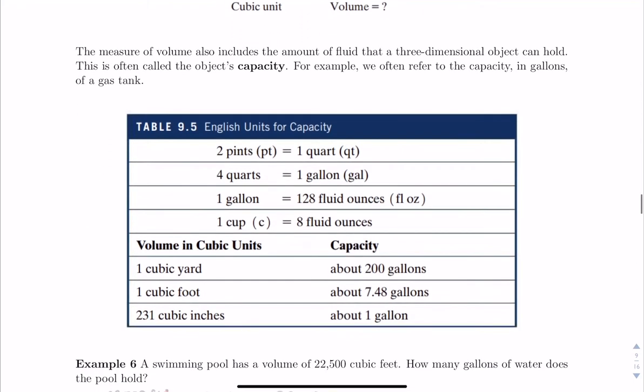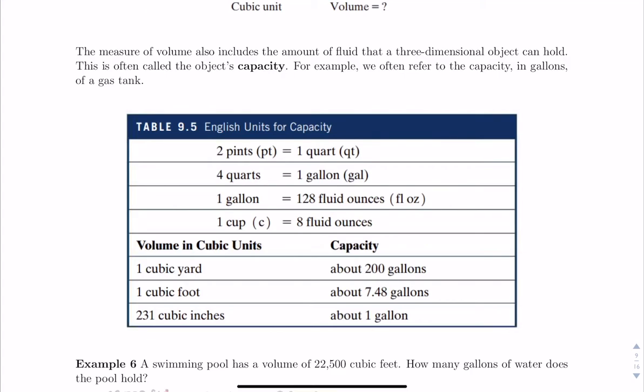2 pints is about a quart. 4 quarts is a gallon. 1 gallon is 128 fluid ounces, and a cup is 8 fluid ounces. And so a cubic yard is about 200 gallons. A cubic foot is about 7.48 gallons, and 231 cubic inches is about a gallon.